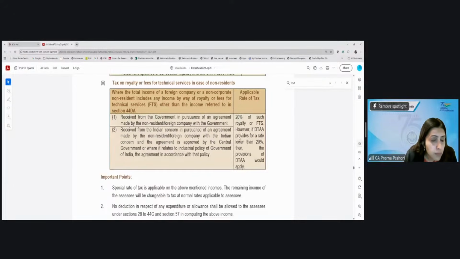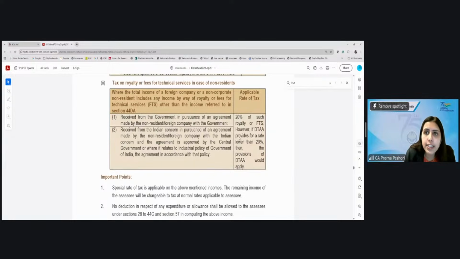Are we clear? Now, in respect of royalty and FTS, there is one more section which is applicable. What is that section? 44DA. What is section 44DA? Section 44DA is a special provision for royalties and FTS. So what does it say?